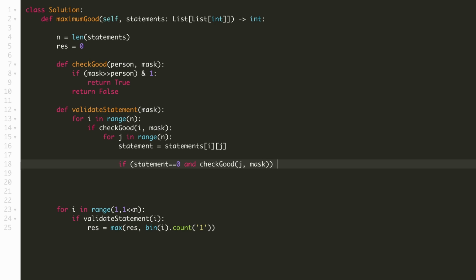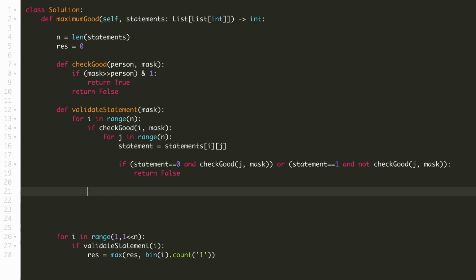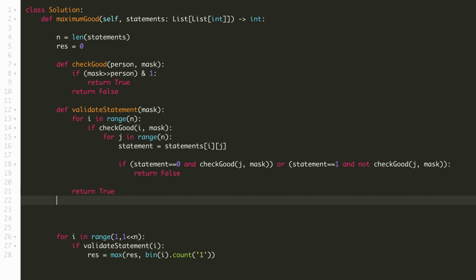The second contradiction could be when person i has stated that person j is a good person, but person j is not a good person according to our mask. We have checked that person j is not a good person using the not operator. And if we find any contradiction, then we could directly return that our mask is not valid. When we have gone through all the statements by all the good people and yet we haven't found any contradiction, in that case we could return true, that our mask is valid. And now we could directly return our answer.